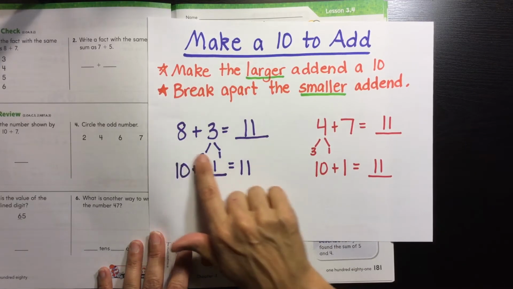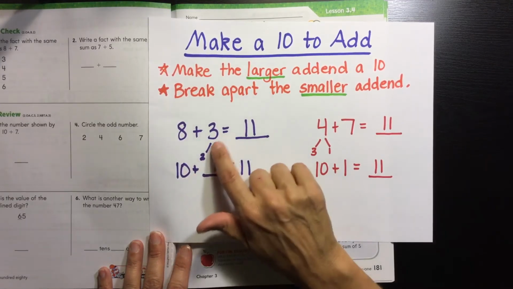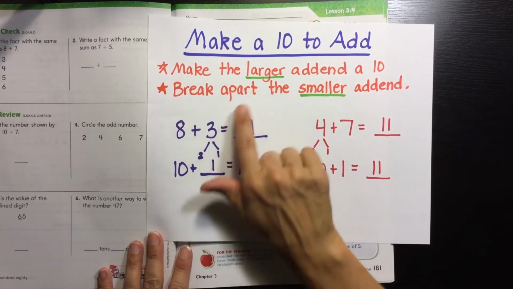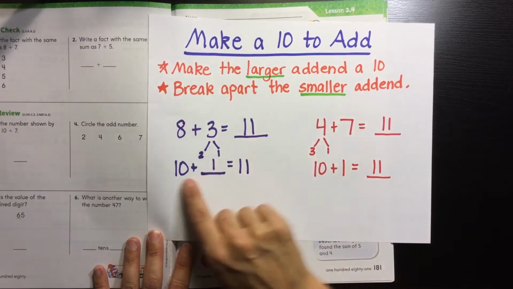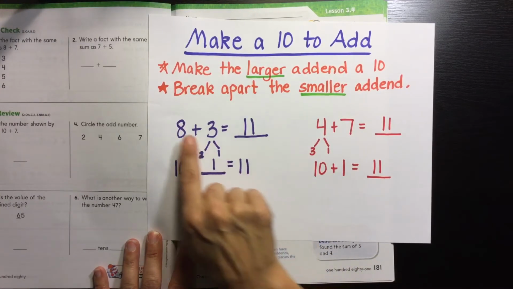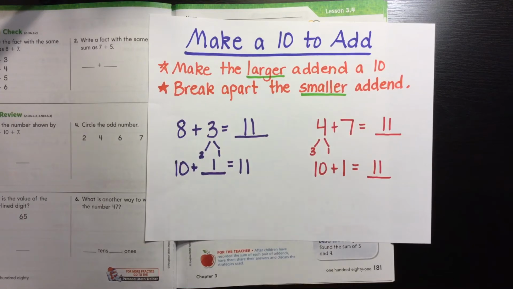So in order to make it 10, we need 2 more. And then we took 2 from the other smaller addend. Excuse me. So we have 1 more left. So 10 plus 1 would be 11. Therefore, 8 plus 3 also equals 11.